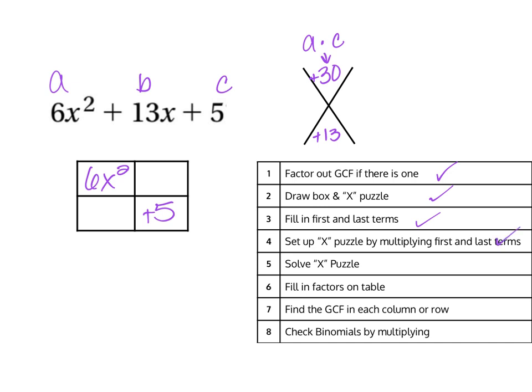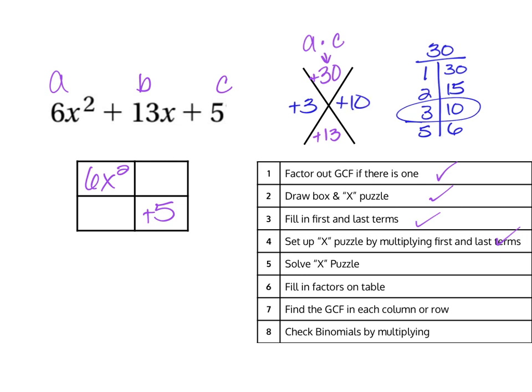In order to solve my X puzzle, I'm going to list my factors of 30, which would be 1 and 30, 2 and 15, 3 and 10, and 5 and 6. So if I'm looking for everything to be positive, it looks like 3 and 10 will be what I'm looking for. So this will be plus 3, this will be plus 10. So then I'm going to go ahead and substitute. I have 3x here, and I have a plus 10x here. I forgot my plus here.